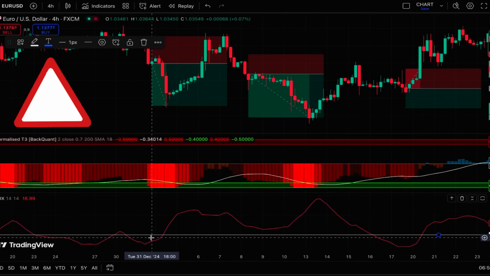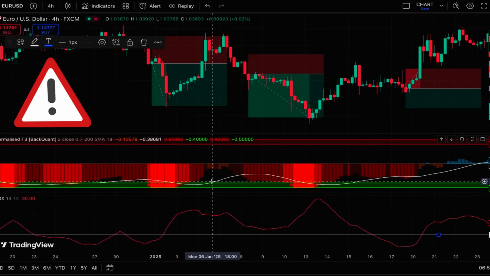Please pay attention that by using these crossovers between histogram and the signal line, you are actually getting signals on very short-term momentum changes that are happening in the market.